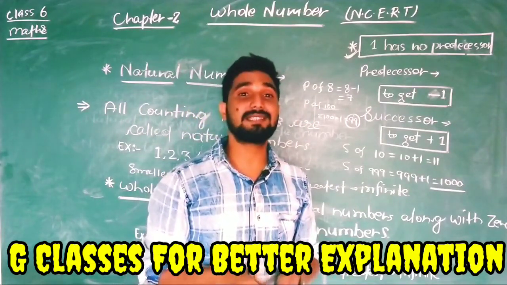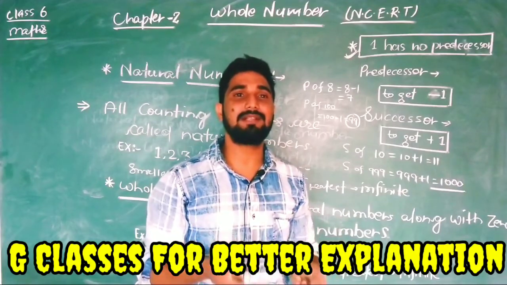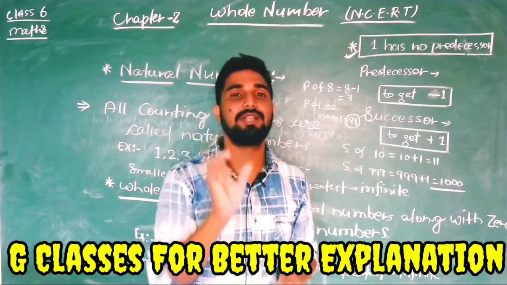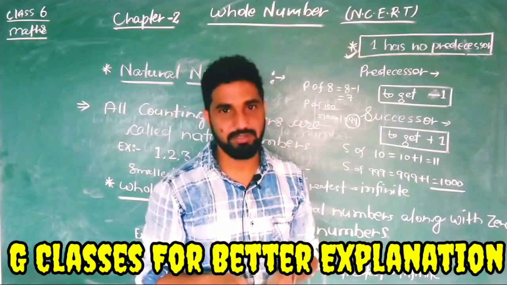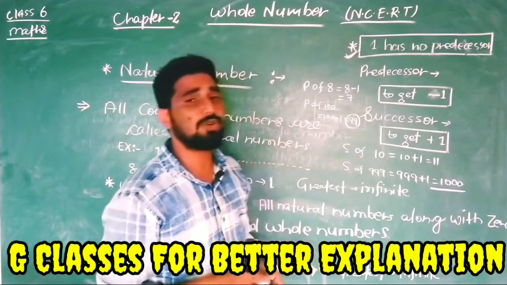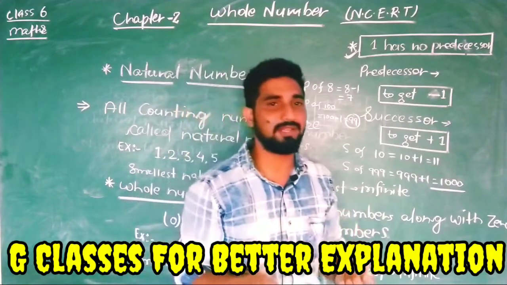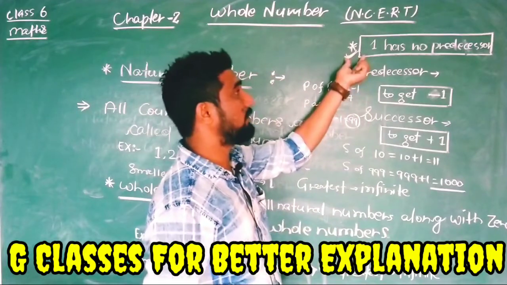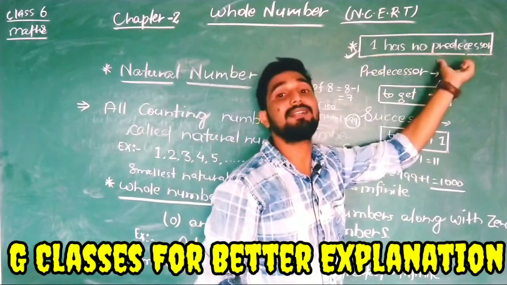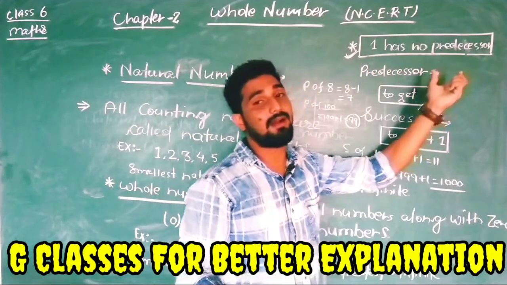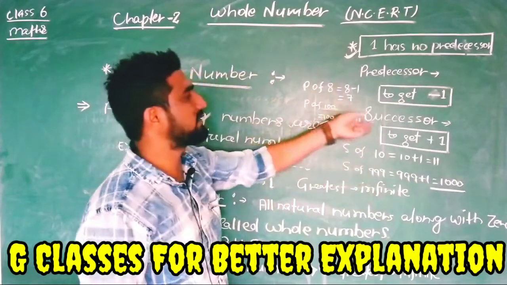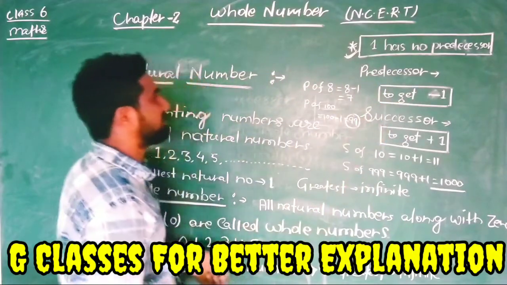But a predecessor of any number can be taken only if it comes in the counting, and 0 does not come in counting. We start counting from 1. 0 is not in the list of counting, so that is why 0 is not a predecessor of any number. You have to keep this important point in your mind always: 1 has no predecessor. It is asked randomly in the examination, so you must pay attention. Now this topic, predecessor and successor, is finished.